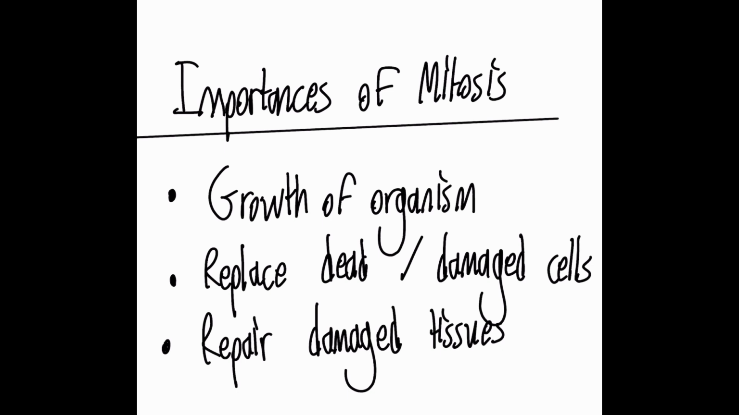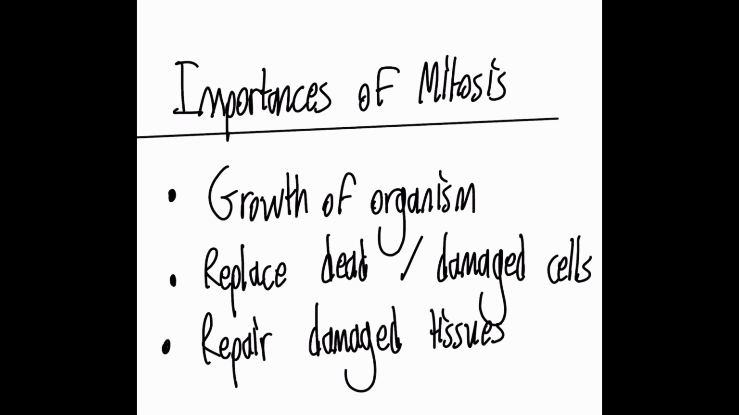The very first importance is that it's important for the growth of an organism. For example, let's say a baby grows into a child. The size of the organism has increased considerably. So there has to be something that's contributing to the growth, and hence that is where the new cells come into play.